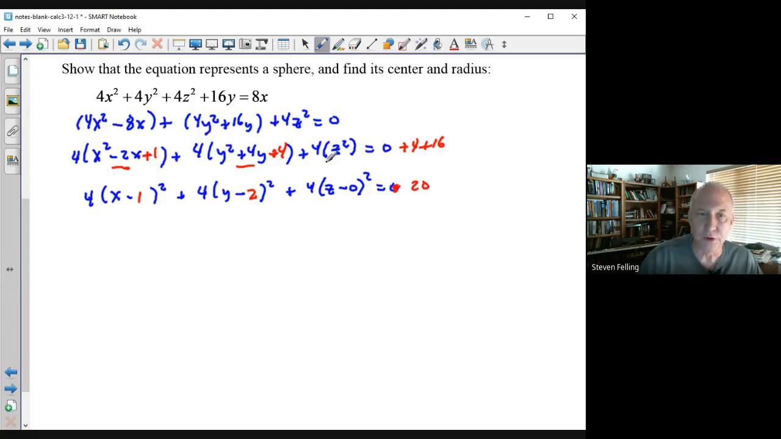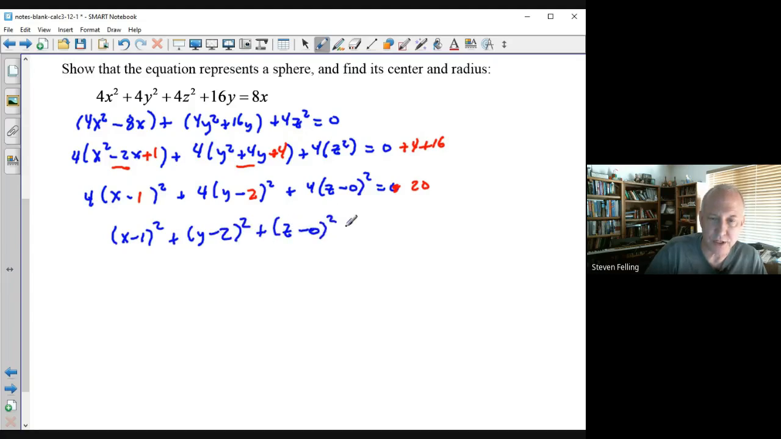Okay. So to do the one final step, if I can, I'm going to divide out these numbers. Now, if these numbers were not all the same, it would be an equation of what we'll study later, an ellipsoid. But for now, these are the same, so I could divide everything here by 4, and that would give me x minus 1 squared plus y minus 2 squared plus z minus 0 squared equals 5.